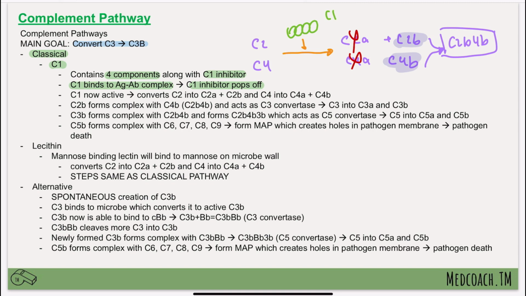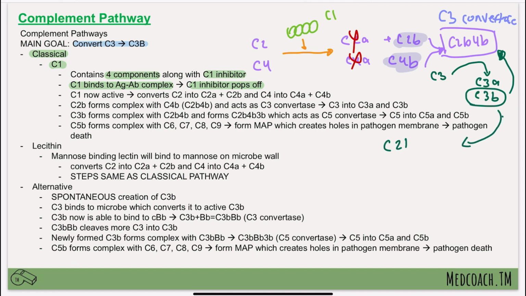Now this complex is formed. What's going to happen after this complex is formed? This complex is going to act as a C3 convertase. So what that means is that it's going to result in the conversion of C3 into C3a and C3b. And C3b is extremely important because C3b will then go and form a complex with C2b, 4b. So then eventually we will get C2b, 4b, 3b. Now we have a brand new complex.